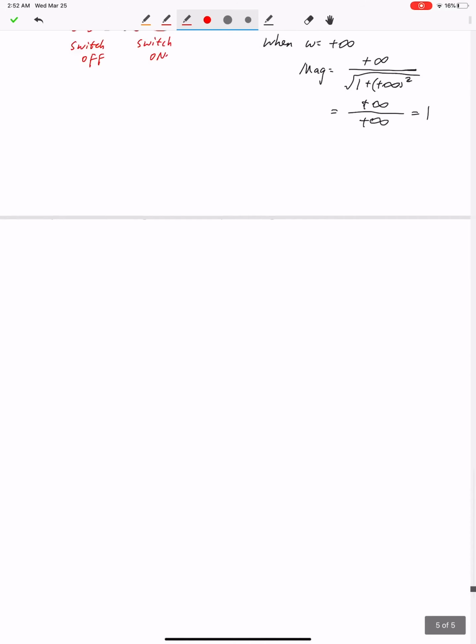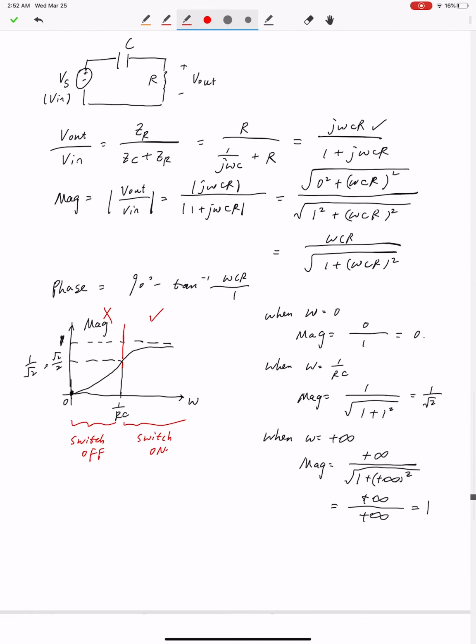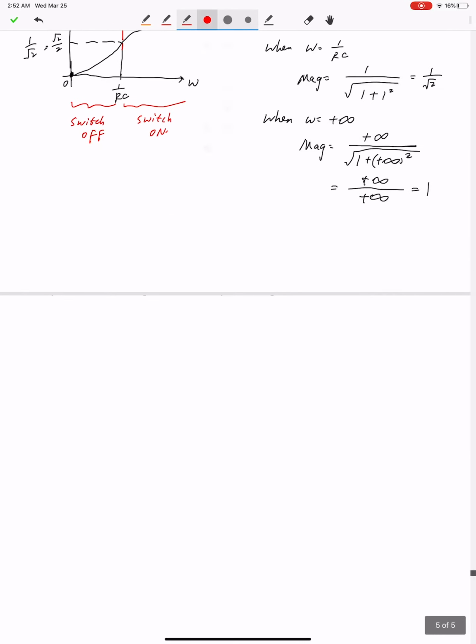Right. All right. Let's introduce the last two filters. What's the time now? Yeah. I think I can finish that within 10 minutes.